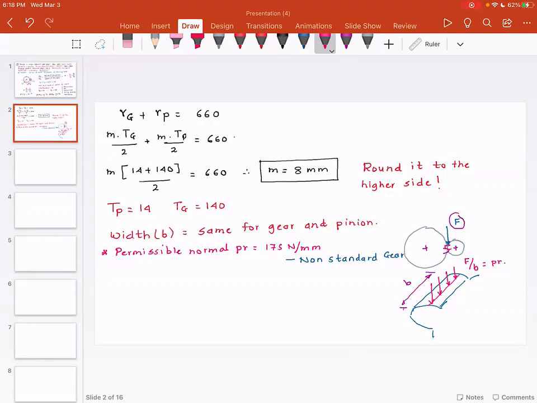To find the permissible normal pressure, first we have to find the value of the force. And please understand, this is the radius of the gear, this is the radius of the pinion, and the values of torque are going to be different for the pinion and gear. So this is an important observation. Torque of the gear divided by torque of the pinion is speed of the pinion divided by speed of the gear, which is equal to the gear ratio, which is 10.